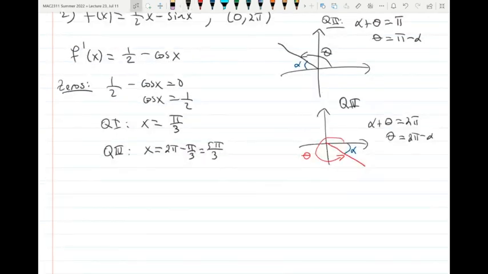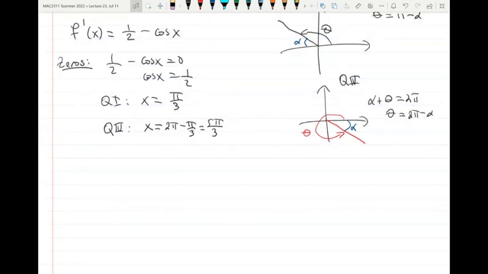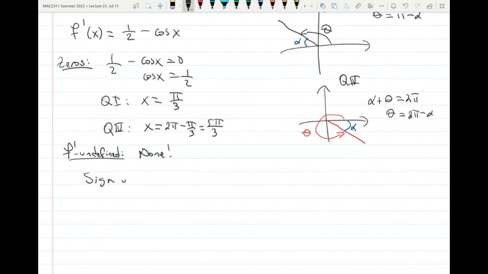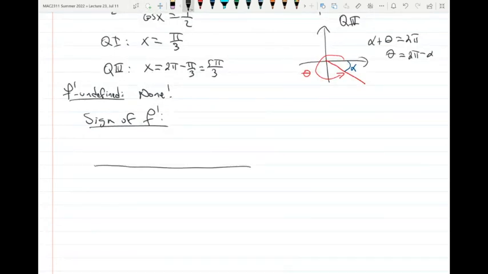Okay, so we found these are the zeros. Are there any values that make it undefined? No? So that's it. So we are ready to write down the sign. So let me say f prime undefined, none. So we write the sign. Remember, we're only interested from 0 to 2 pi, so we're working inside this interval. And then we found pi over 3 and 5 pi over 3.